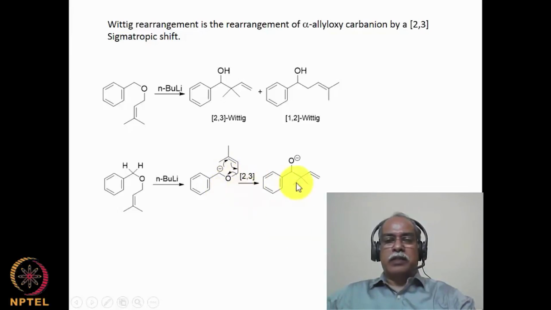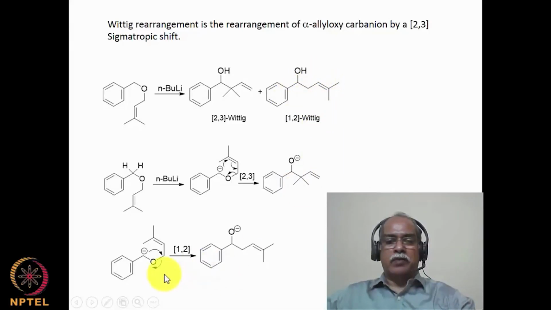That corresponds to the 2,3 sigmatropic rearrangement, giving this particular product formed upon workup by treatment of this alkoxy anion with an acid. Now how is this 1,2 Wittig product formed? The 1,2 Wittig product is formed by the same carbanion reacting not at the allylic terminal position but at this carbon here, thereby undergoing a 1,2 shift kind of rearrangement, resulting in the formation of a 1,2 Wittig product.